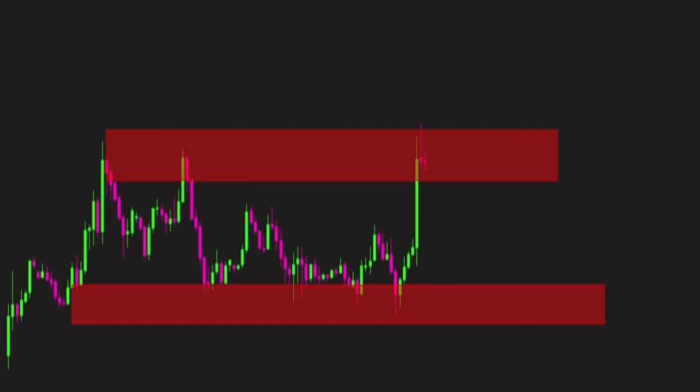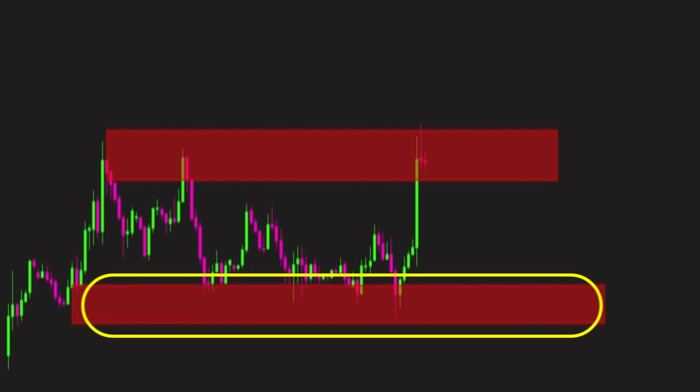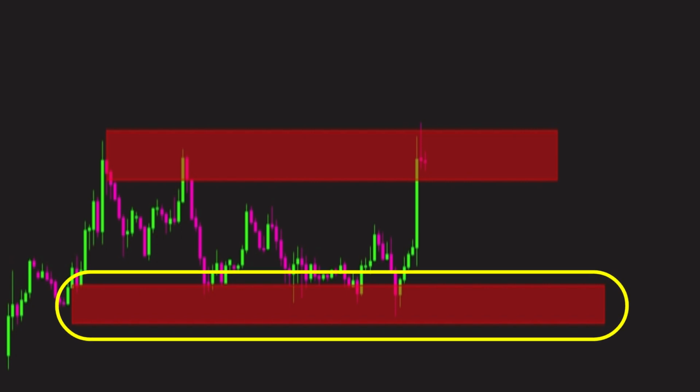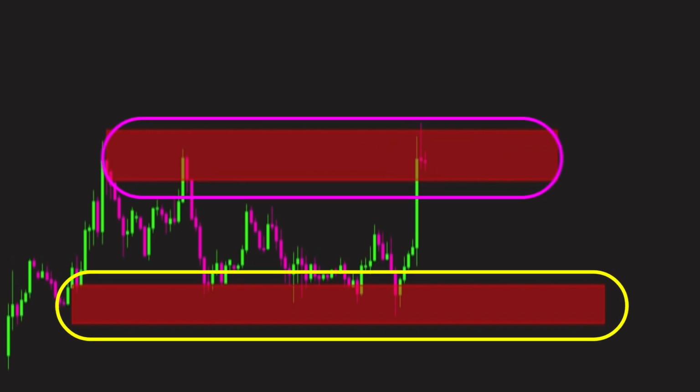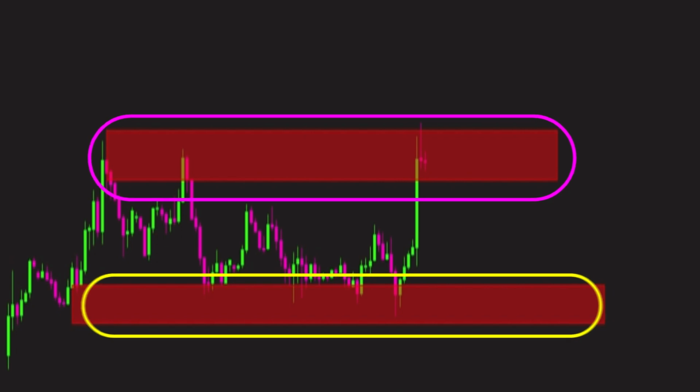So, here we have the Euro-Canadian dollar chart on the 1 hour time frame. We can see the market creating a big bullish imbalance candle which created inefficiency in the market. And before the creation of the imbalance candle, the market was moving in a consolidation phase. In this phase, the retail investors are placing their buy limit orders at this support zone and their sell limit orders at this resistance zone.